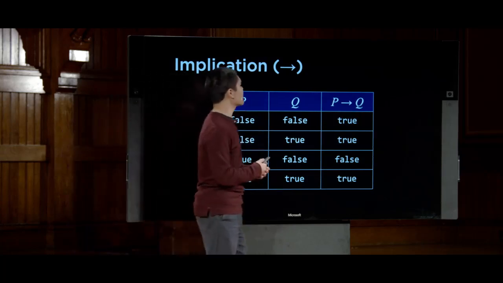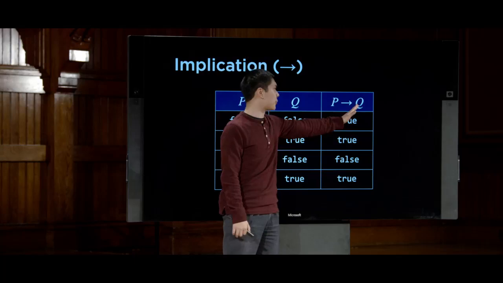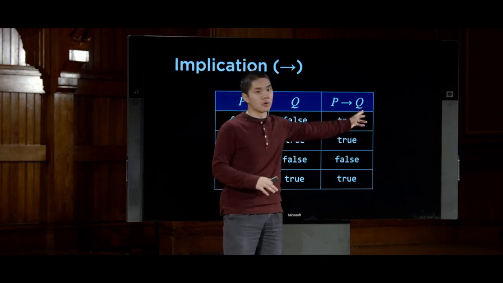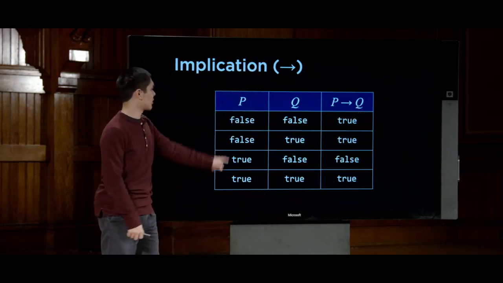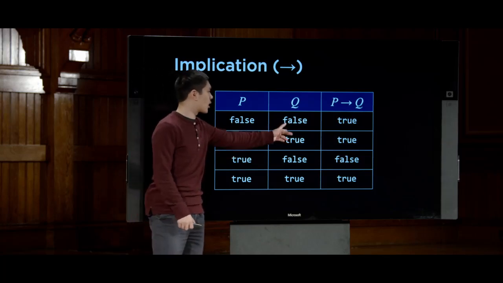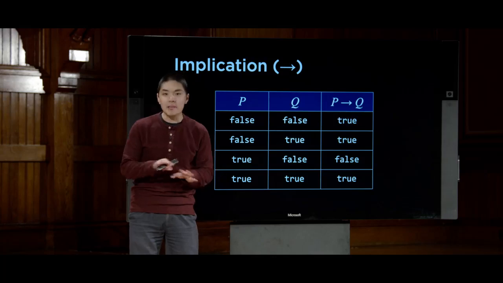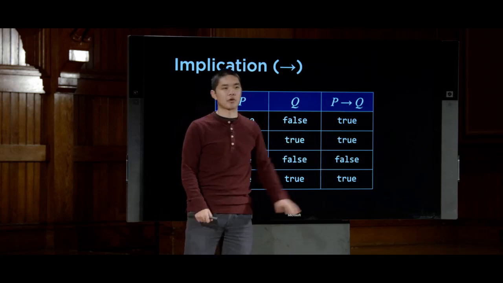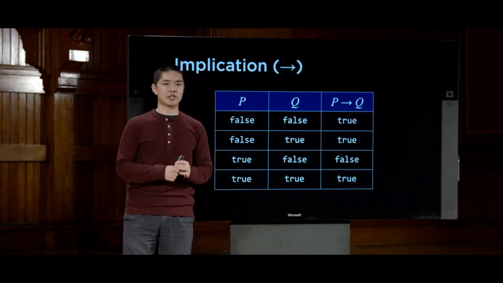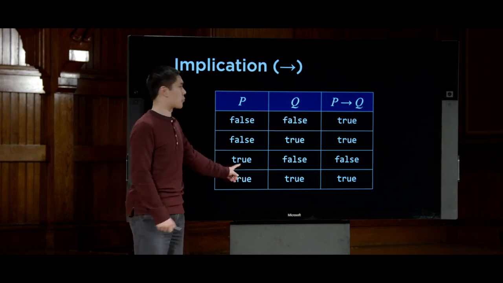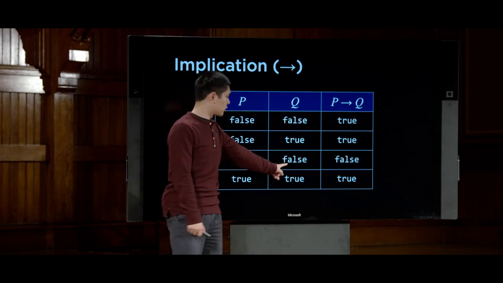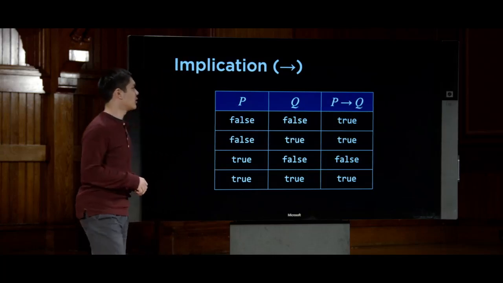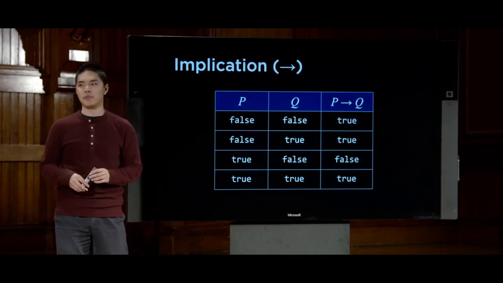P implies Q just means that if P is true, Q must be true. But if P is not true, then we make no claim about whether or not Q is true at all. So in either case, if P is false, it doesn't matter what Q is. Whether it's false or true, we're not making any claim about Q whatsoever. We can still evaluate the implication to true. The only way that the implication is ever false is if our premise, P, is true, but the conclusion that we're drawing, Q, happens to be false. So in that case, we would say P does not imply Q.